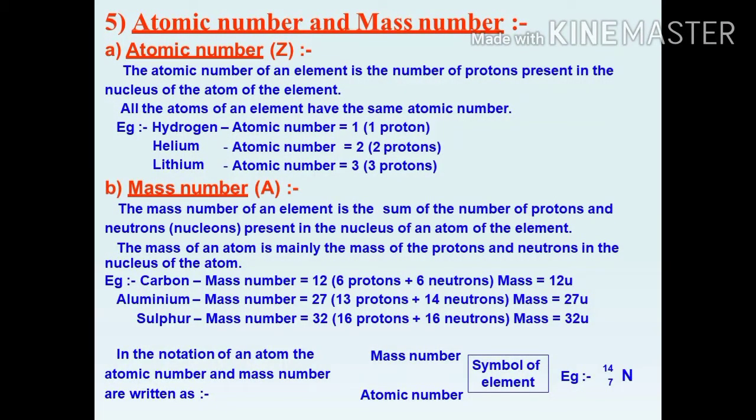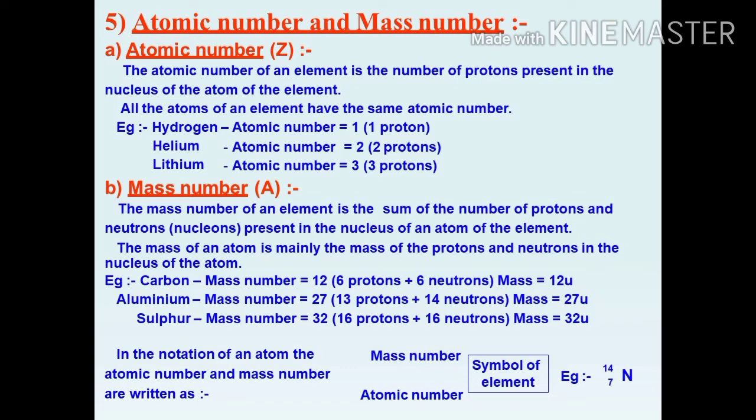The next one is atomic number and mass number. Dear students, please note down in your notebook. It is a very important problem they will ask. Atomic number of an element is the number of protons. Keep it in your mind. Don't forget, this is basic chemistry. Atomic number means the number of protons present in the nucleus of an atom. All the atoms of an element have the same atomic number.